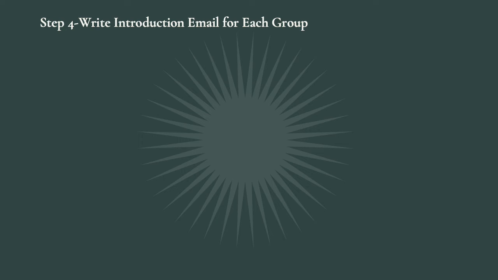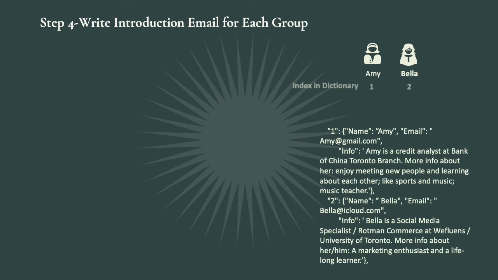The reason why we have facilitation in the event name is that the club needs to facilitate networking. We achieve this by writing and sending an introduction email for each one in the group. First, we'll look at how to write the email. Say we have Amy and Bella paired this time, with index in the profile, or in the dictionary. Python can draw their info as shown below.